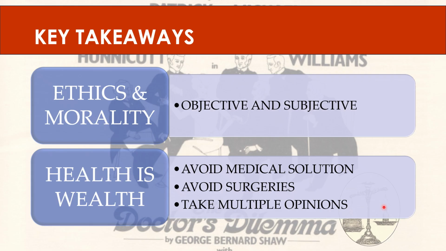So if there is any ailment you have, then you need to take more than one opinion. Why? Because here we discussed the subjective part, that everyone is different. The doctors will have different opinions. There may be a doctor who will tell you that yes, surgery is important. There may be a doctor who tells you that without surgery also he gives you his opinion. So one must take multiple opinions before deciding for oneself. So those are the key takeaways.